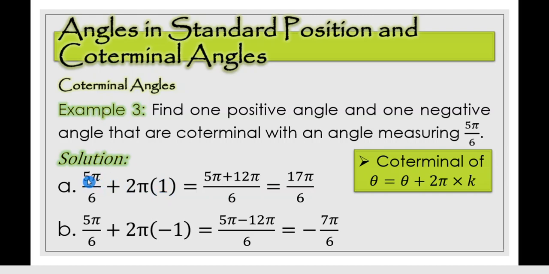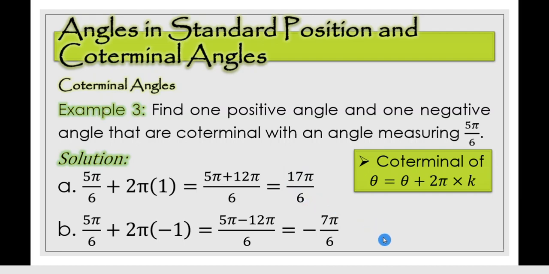So, ulit, 5 pi over 6 plus 2 pi times 1 is equal to. The LCD is 6. 6 divided by 6 is 1 times 5 pi is 5 pi. 6 divided by 1 is 6 times 2 pi times 1 is 12 pi. 12 pi plus 5 pi is 17 pi over 6.